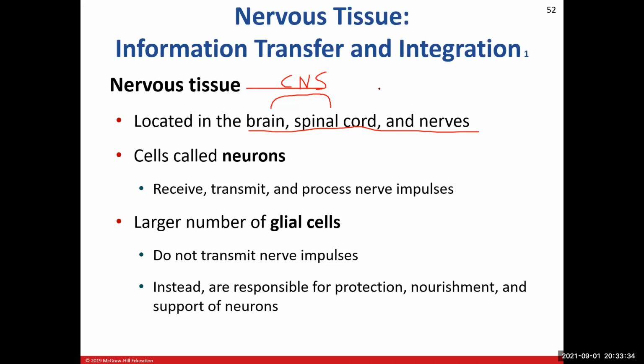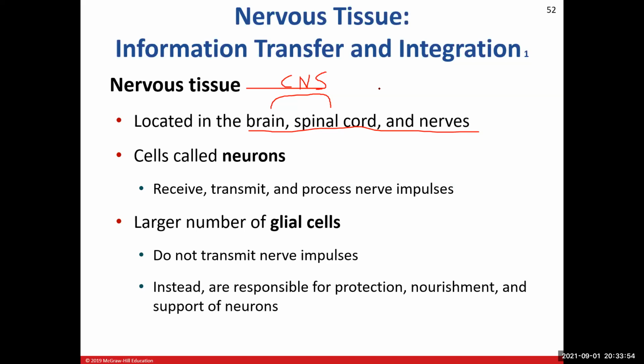CNS. Okay? Brain and spinal cord, central nervous system. So that's where you'll find nervous tissue. Okay, so it's made up of some cells here. The first type of cell is called the neuron. This is the rock star of the nervous system.